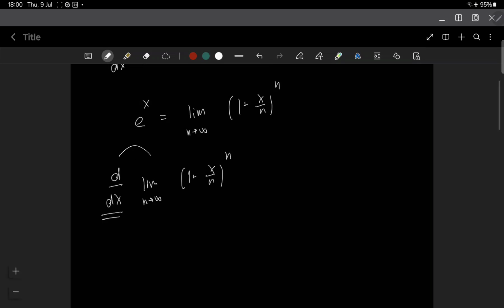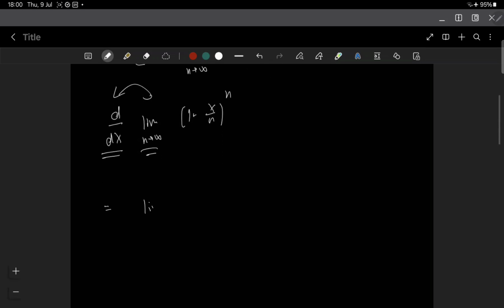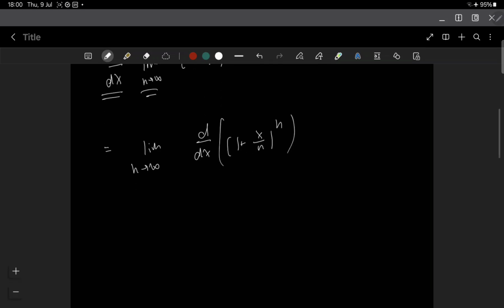So we can exchange the order of these two operators, and we then basically have the limit as n tends to infinity of d by dx of 1 plus x over n to the power n. And now this is quite simple actually, yeah? We have to just use the power law and the chain rule.